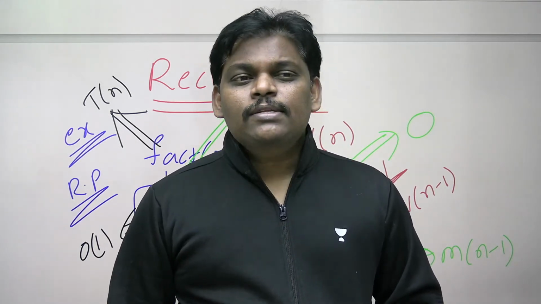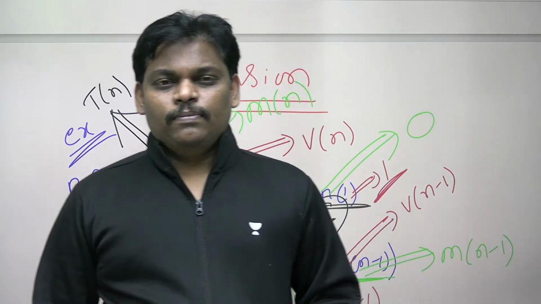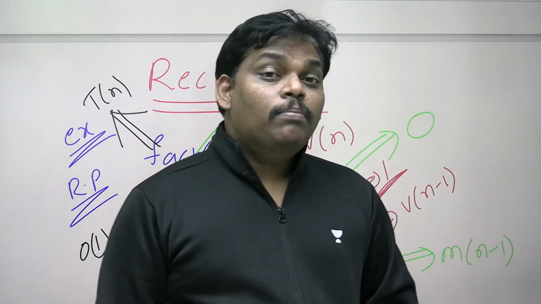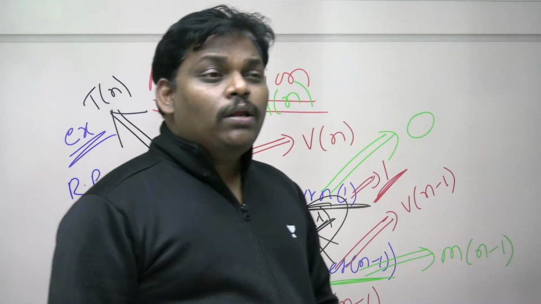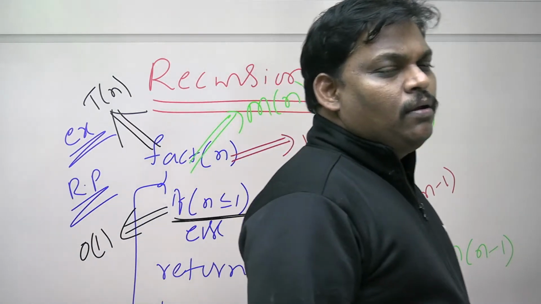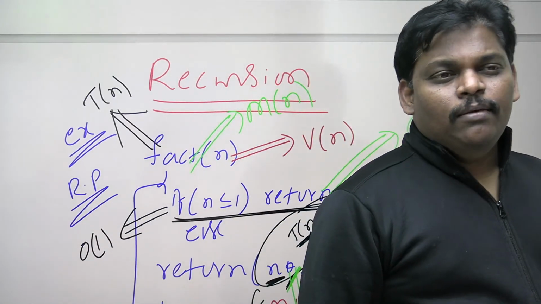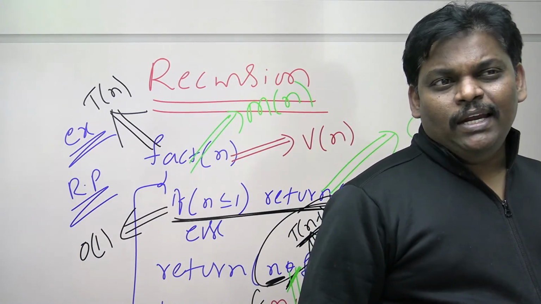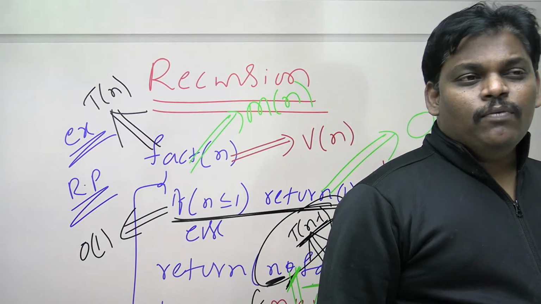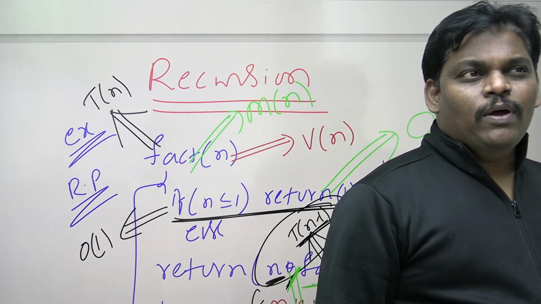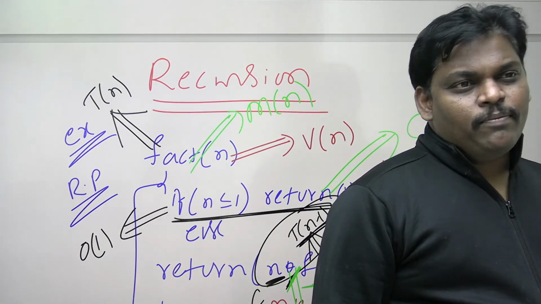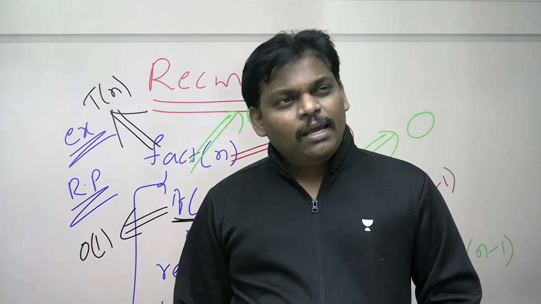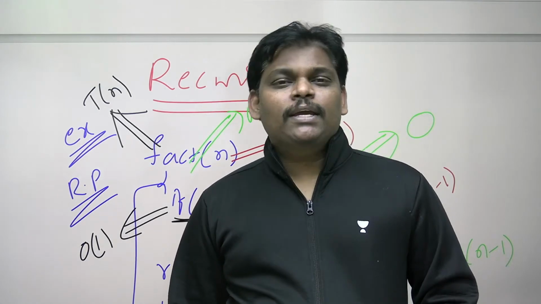But many recurrence relations are possible. Not 1, not 2, not 3. Many. I happened to write 3. I wrote one for output, one for time complexity, and one for multiplication.